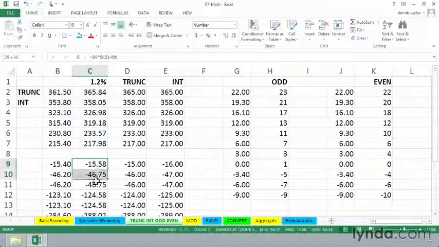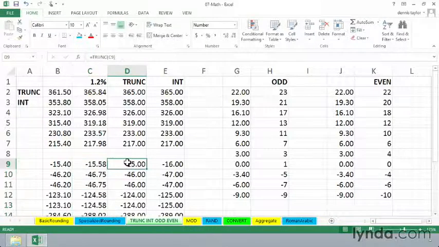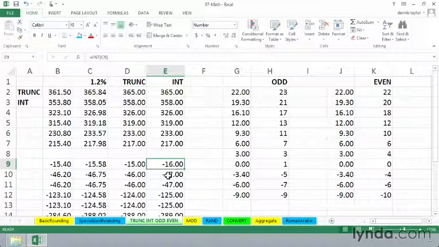But look what happens when we've got negative data. Talking about the data now in column C. TRUNC does as we might expect based on our previous examples. It simply drops everything to the right of the decimal. These are all examples of TRUNC right here. But look at what happens with INT.